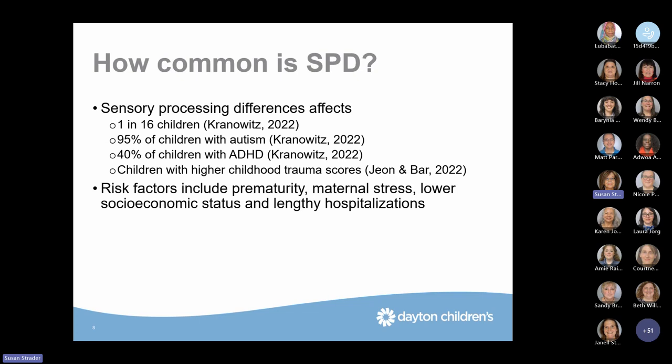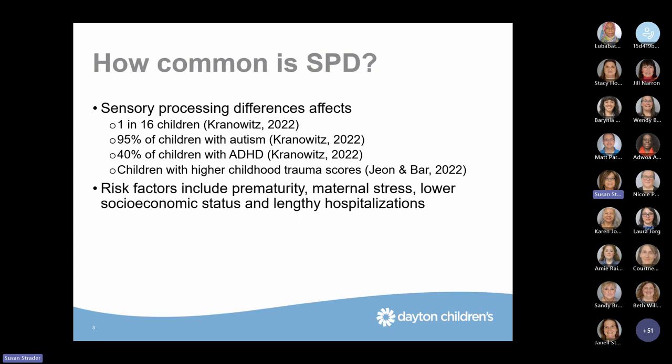So how common is sensory processing differences? Prevalence studies kind of range between 5 to 16.5%. We've quoted a couple of different numbers here. As you can see, a large percentage of our patients with autism have sensory processing differences, about 40% of kids with ADHD. And children with higher childhood trauma scores, it's correlated with more difficulty with sensory processing. So when we're talking about this, it's not just the kids with autism, it's everyone.